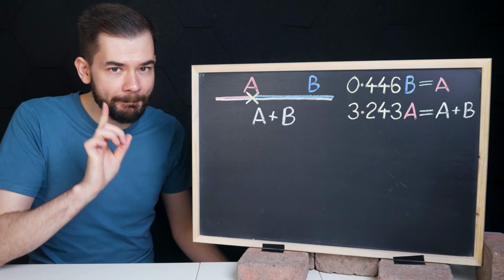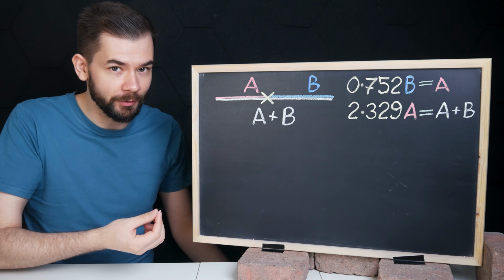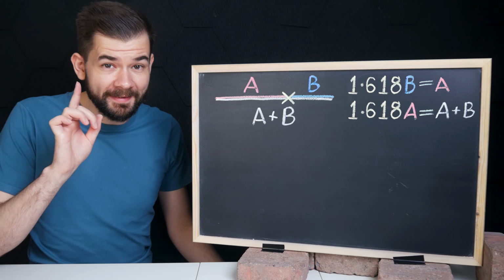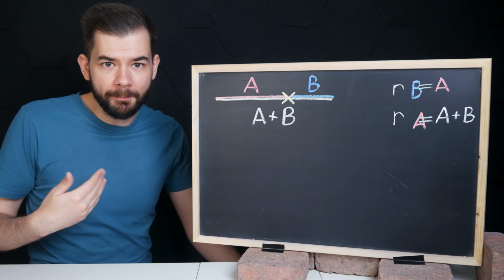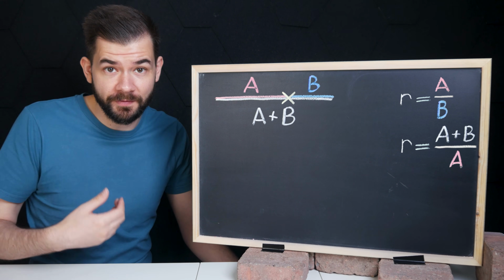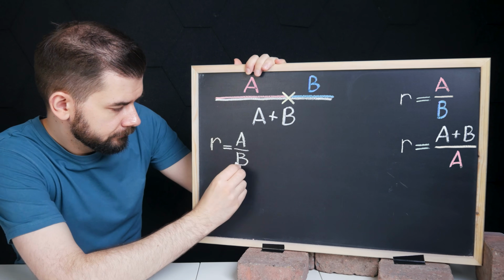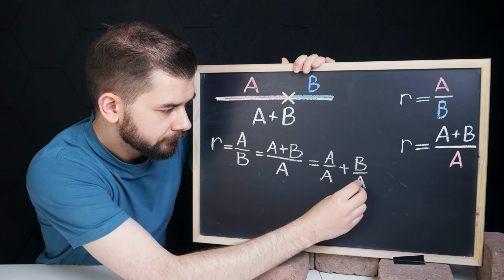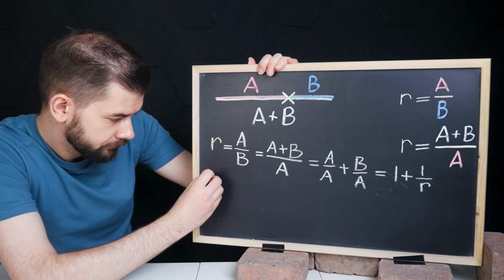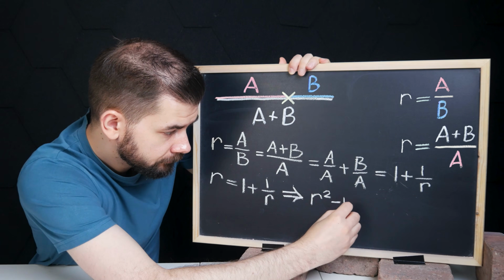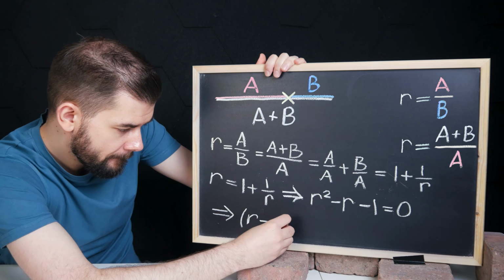But is there a magic point where these ratios are equal? Yes, it's about here, and we can derive exactly where it is. Make them both the subject and equate them, so our special ratio R is such that R equals A over B and A plus B over A. Split that into 1 plus B over A, which is 1 plus the reciprocal of R, thus R equals 1 plus 1 over R. Multiply through by R to create a quadratic equation and solve using your preferred method.